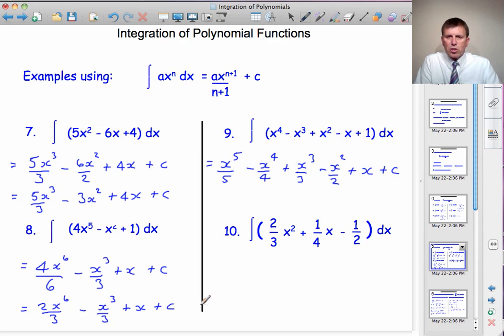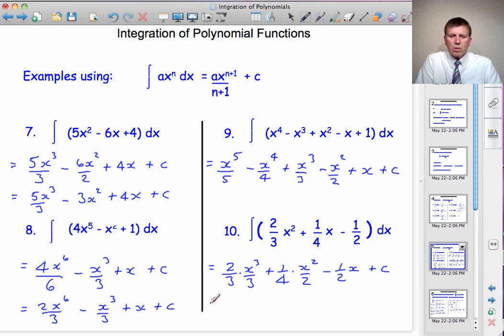Last example with some fractional coefficients. Integrate 2 thirds x squared plus a quarter x minus a half with respect to x. And that gives us 2 thirds multiplied by x cubed divided by the new power plus 1 quarter multiplied by x squared divided by the new power minus, if I integrate minus a half, I get minus a half x plus a constant.